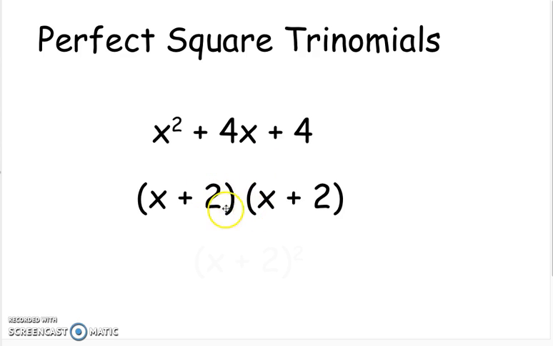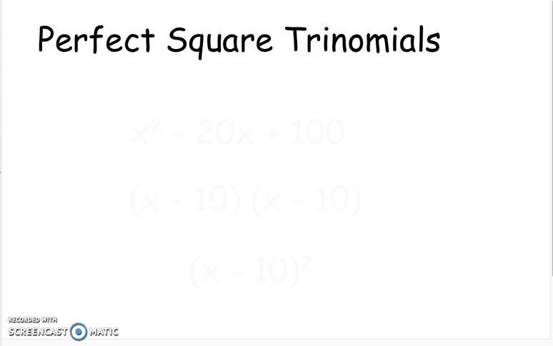Now that means that we are taking the binomial x plus 2 and multiplying it by itself, or in other words, we're taking the binomial x plus 2 and squaring it. So when we have a perfect square trinomial and we factor it like a trinomial, we end up with the same two binomials and can write that as the binomial squared. This is going to come in handy when we need to complete the square.